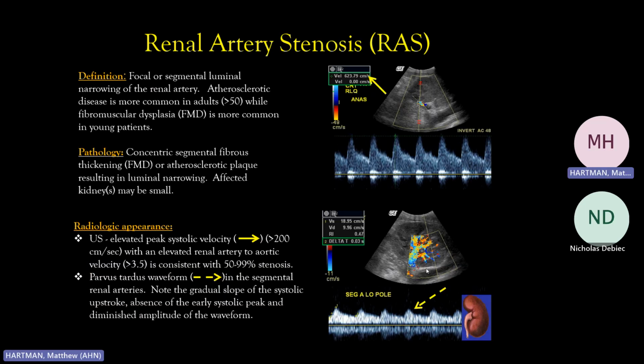But in both examples, it causes luminal narrowing. The velocity through the stenosis is very elevated here, over 600. And then downstream, you get the parvus tardus waveform.